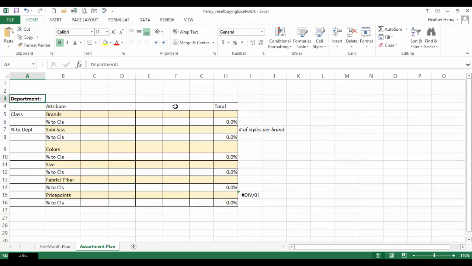Once we have our sheet, we need to format our sheet to reflect the department, the class percent to the department, have rows to list the brands, the actual percent to the class, the subclass, the percent to the class, the colors, the size, the fabrics, the fibers, and our price points. So we want to be sure to include all of these different factors.